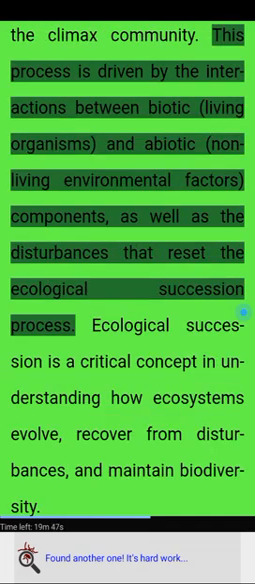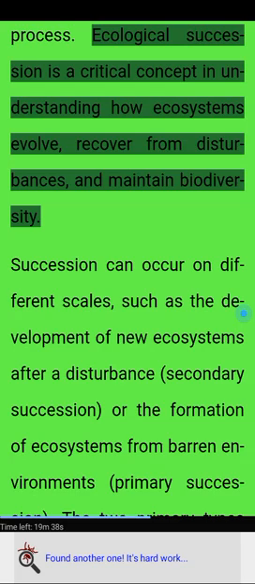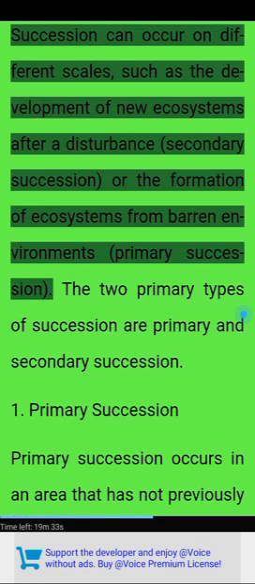This process is driven by the interactions between biotic (living organisms) and abiotic (non-living environmental factors) components, as well as the disturbances that reset the ecological succession process. Ecological succession is a critical concept in understanding how ecosystems evolve, recover from disturbances, and maintain biodiversity.